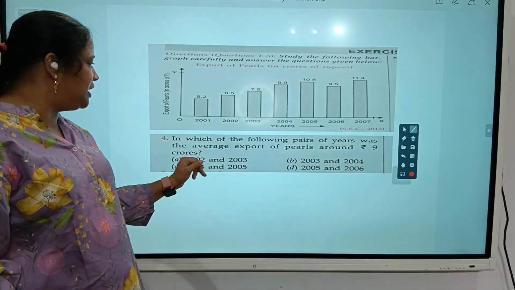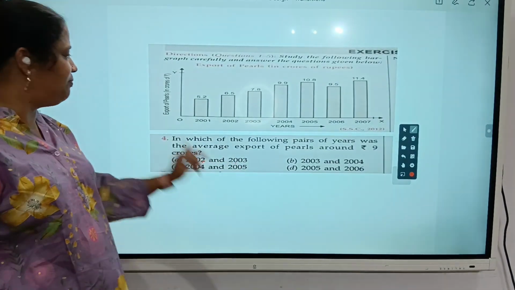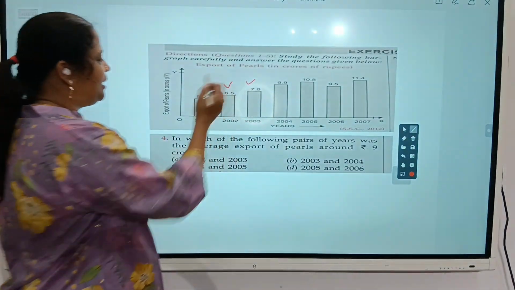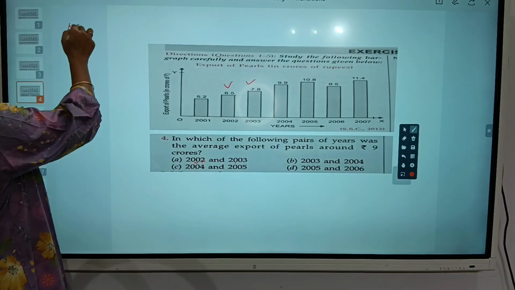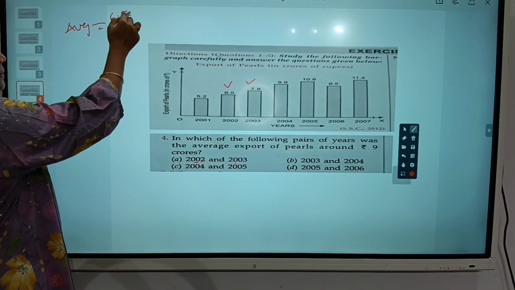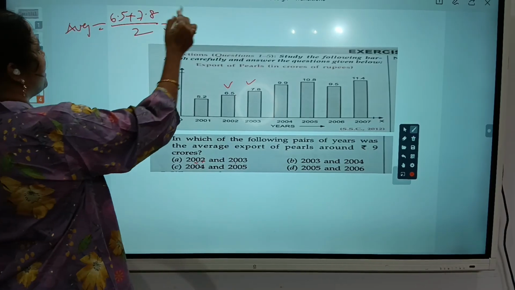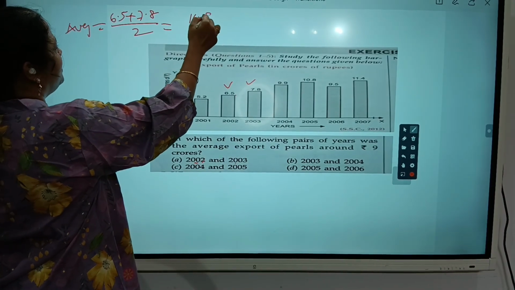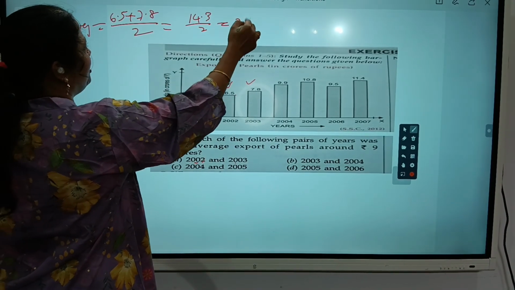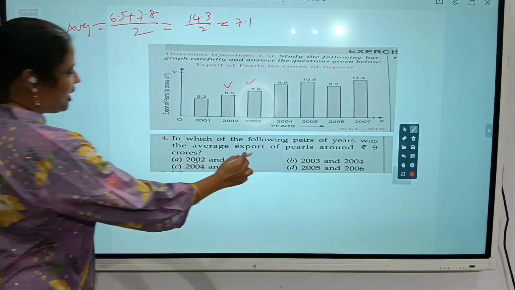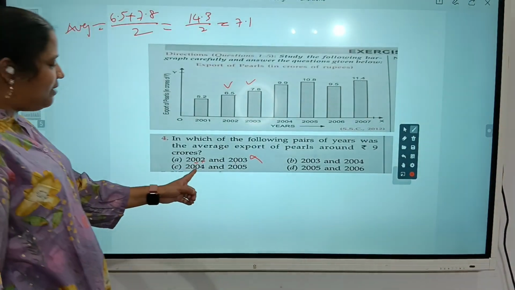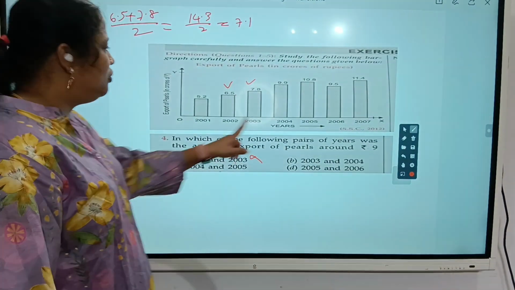Okay, so in 2002-3, what is the average? First we will do 2002 and 3. Average is equal to 6.5 plus 7.8 by 2. It comes to 14.3 by 2, which means 7.1. So this is not the answer. This is wrong. Again we will move to 2004-5.